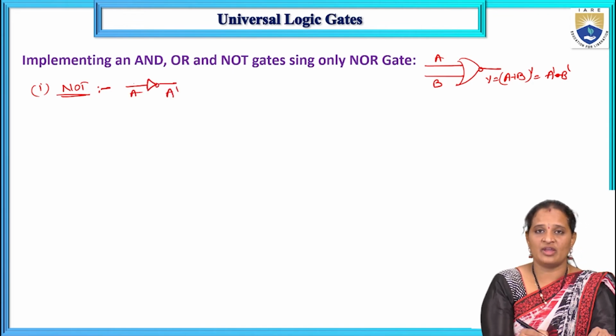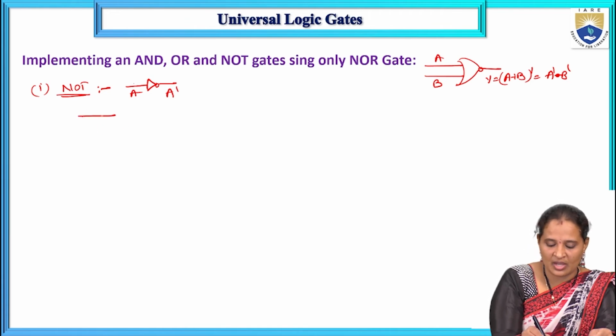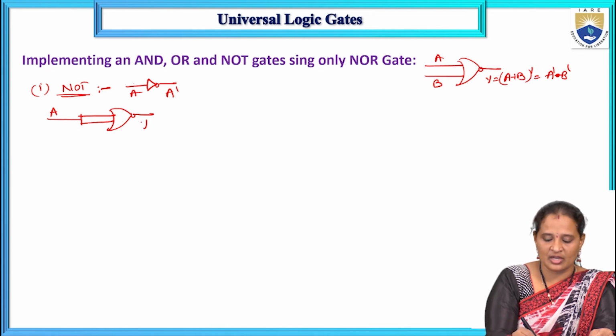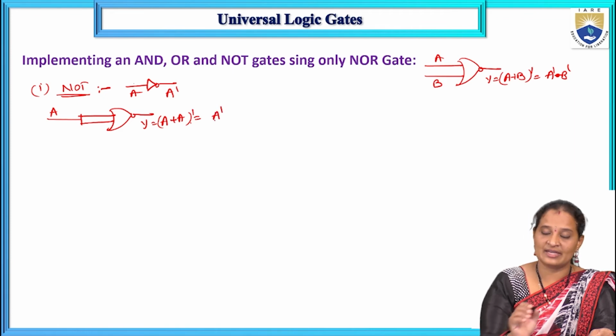Again, similar to the NAND gate implementation, I have to take a NOR gate where both the inputs are tied together, and the input which is to be complemented is given as input to the NOR gate. Then the output will be A plus A whole complement, where A plus A, according to Boolean algebra, is equal to A, and so the output is A complement.